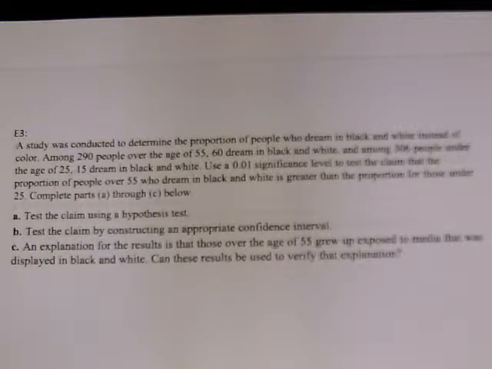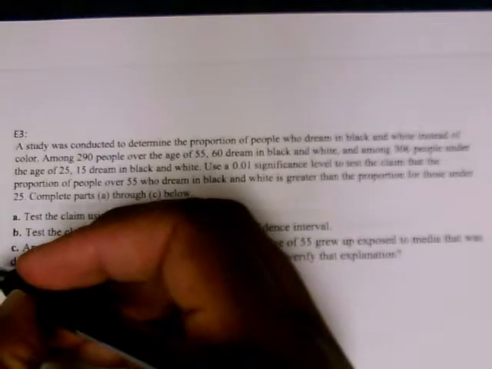In part A, you're going to test the claim using a hypothesis test. Part B, you're going to test the claim by constructing an appropriate confidence interval. And C, an explanation for the results: those over 55 grew up exposed to media that was displayed in black and white. Can these results be used to verify that explanation? Okay, so now we're going to have to do three parts here. So part A, we're going to do the hypothesis test.